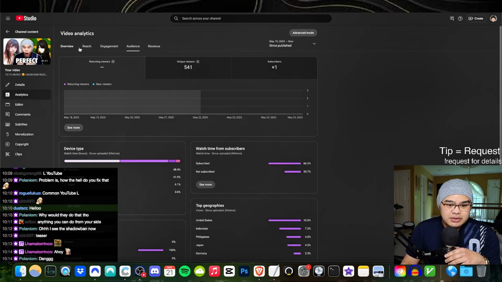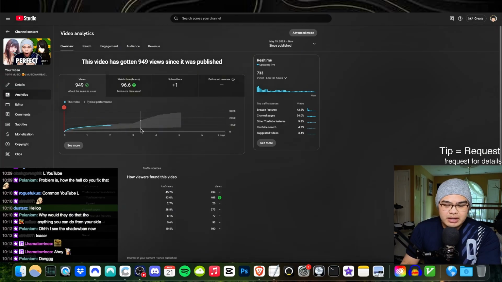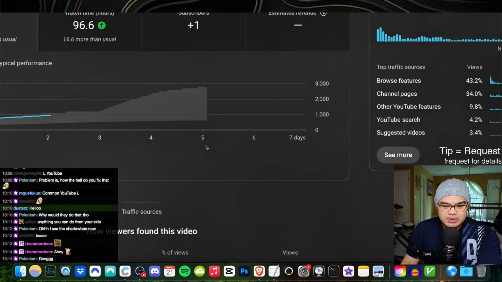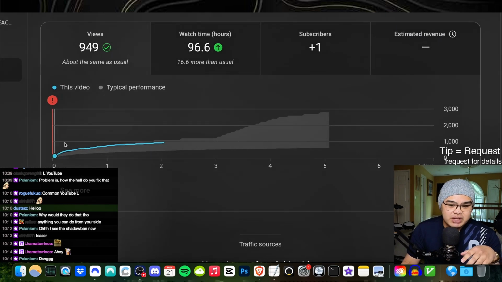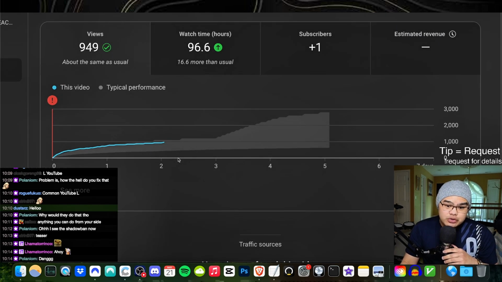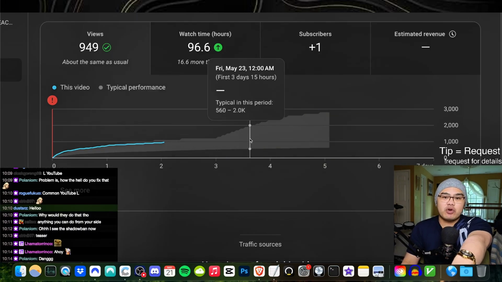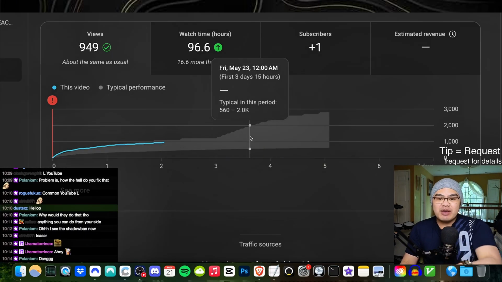And you can see this little silhouette right here. Can I zoom in? Yeah, I can zoom in. Right here in the silhouette, you can see typical performance of my videos. You see that third day? Look at this. The graph wasn't increasing a lot, but by that third day, boom, right there. And this is typical performance. So you can tell that a lot of my videos have already been shadow banned.